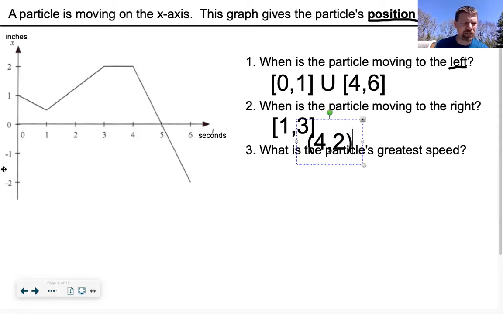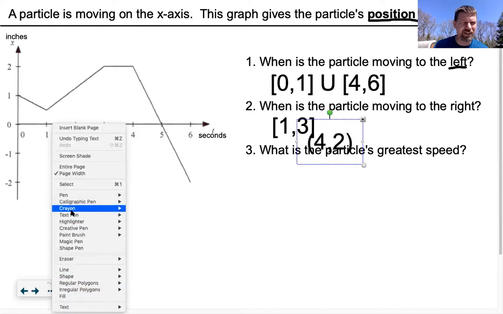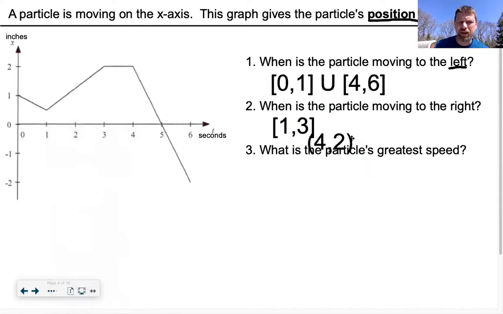We're making some assumptions here. The AP exam will never have you assume these values. It'll actually tell you that's the point 4 comma 2. But I forgot to label that before, so we're just going to say that's the point 4 comma 2. And then this clearly looks like that's the point 5 comma 0.